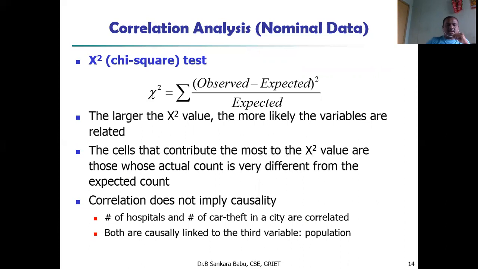For example, the number of hospitals and the number of car thefts in a city are correlated. Both are causally linked to a third variable, which is population.